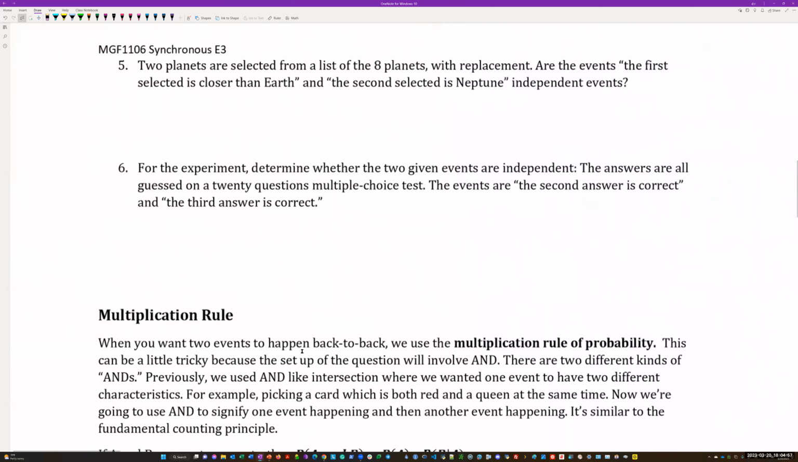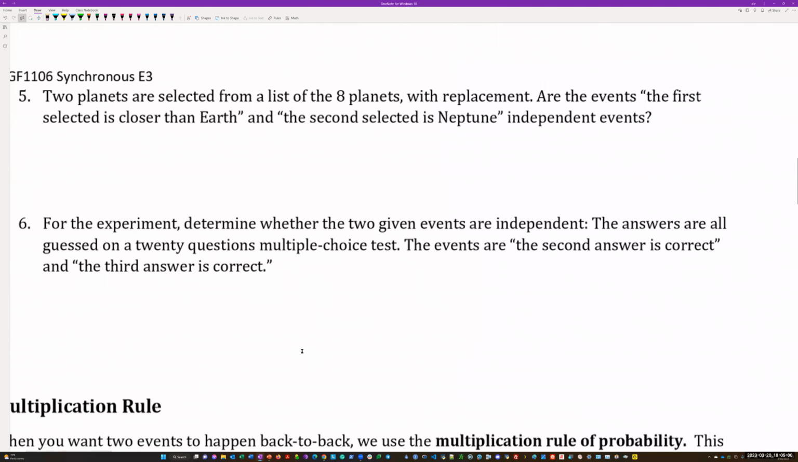But let's see if we can do this question here. Two planets are selected from the list of 8 planets without replacement.